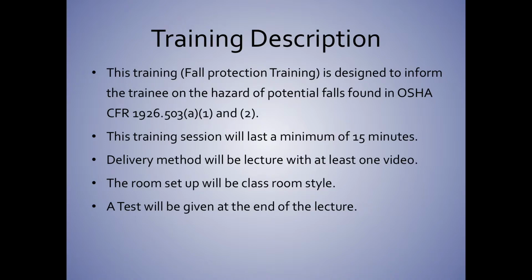Training description. This fall protection training is designed to inform the trainee on the hazard of potential falls found in OSHA CFR 1926.503, Section A, 1 and 2. This training session will last a minimum of 15 minutes. Delivery method will be lecture with at least one video. The room setup will be classroom style. A test will be given at the end of this lecture.